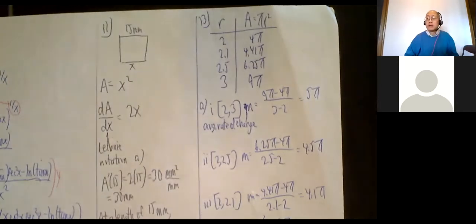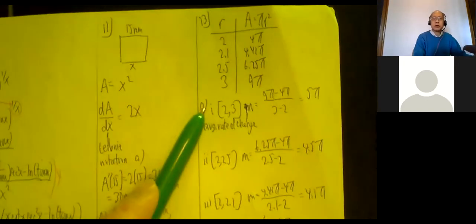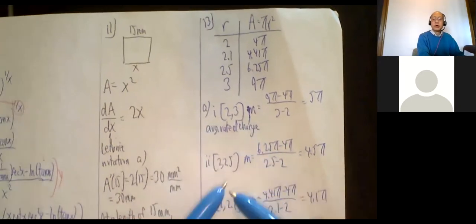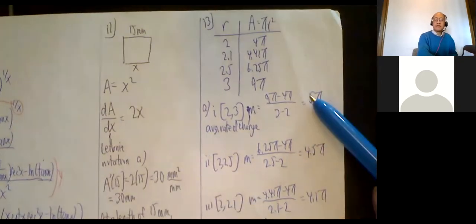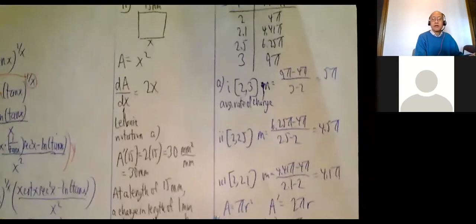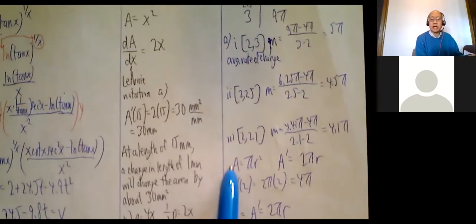Okay, now, before we even knew anything about derivatives, we could just look at this and guesstimate, right? We're coming closer and closer, 2 to 3, 2 to 2.5, 2 to 2.1. Does it look like we're approaching anything? 5 pi, 4.5 pi, 4.1 pi. Looks like we're getting very close to what? 4 pi.